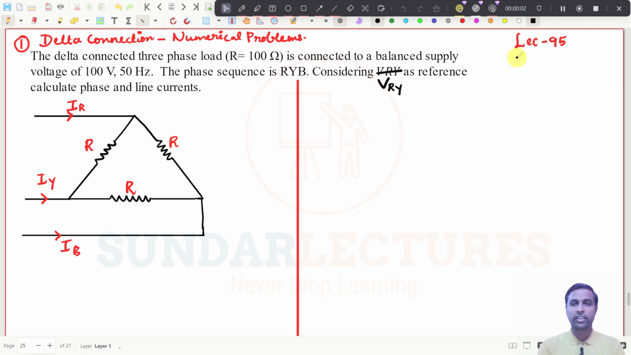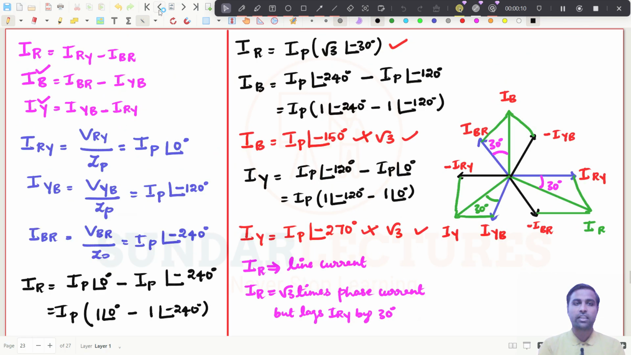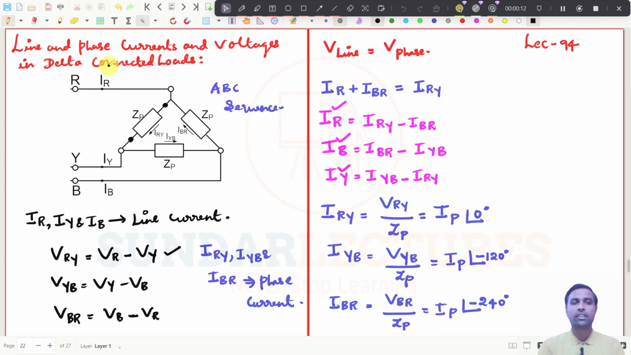Welcome to Sundar's lecture. This is lecture number 95, and in this lecture we are going to see some numerical problems related to delta connection. What are all the topics we have seen in the previous class? We started with the line and phase currents and voltages in delta connection, and we concluded that the line voltage and the phase voltage in a delta connected load will be equal. Both are the same.